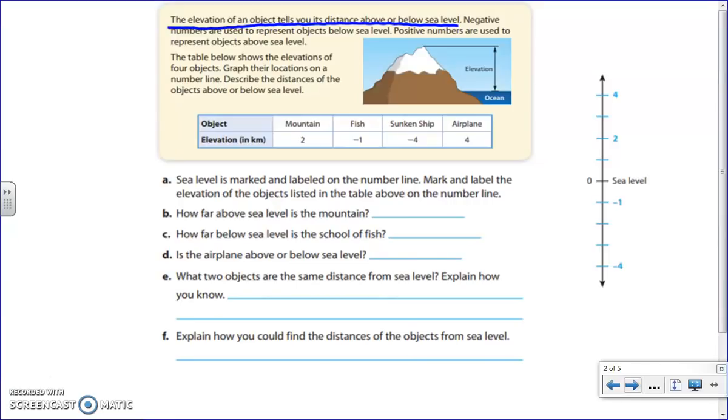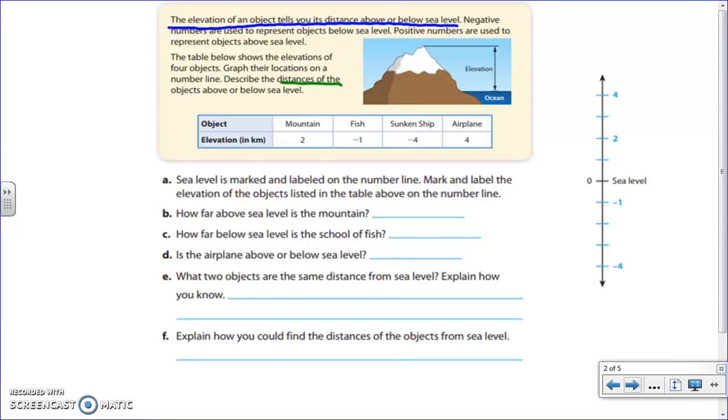Okay. Negative numbers are used to represent objects below sea level. So there's sea level, and then anything below sea level will be represented with a negative. Anything above sea level will be represented with positive. Positive numbers are used to represent objects above sea level. The table below shows the elevations of 4 objects. Graph their locations on a number line. Describe the distances of the objects above or below sea level. So we're going to describe their distance above or below sea level, and when we do that, we're going to represent them with positive or negative numbers.